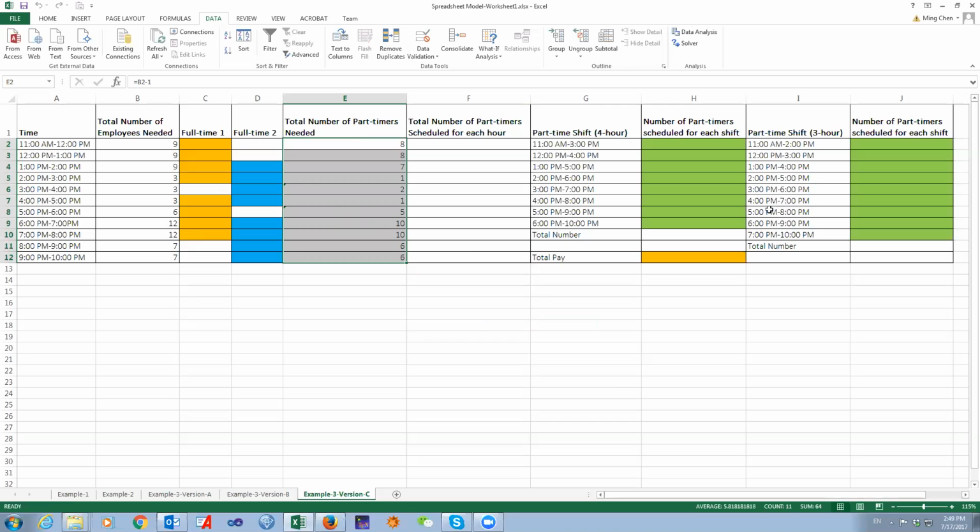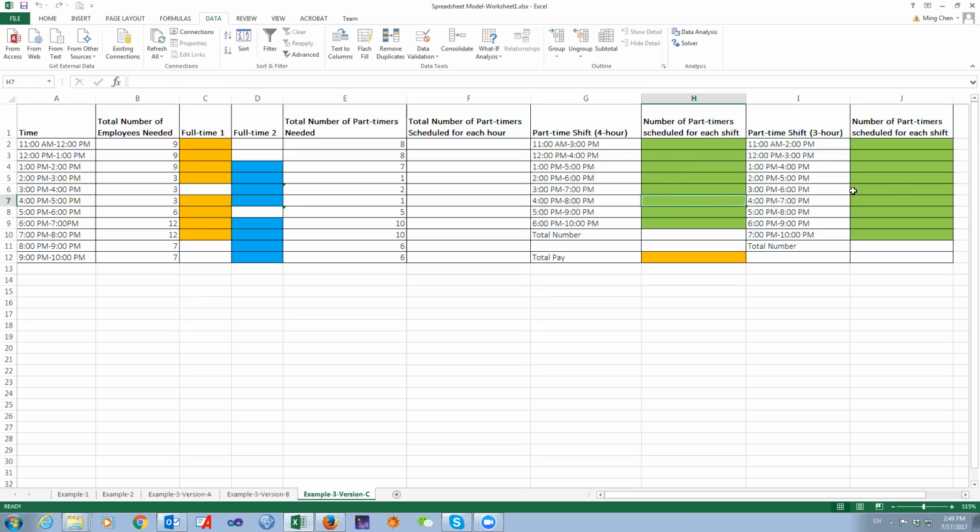Now we look at the second half of the table. Now I have 2 green areas. The first green area deals with 4-hour shifts. So these are all the listed possible 4-hour shifts. These are 3-hour shifts. So we need to determine how many people we can hire for each possible shift, either 4-hour or 3-hour.